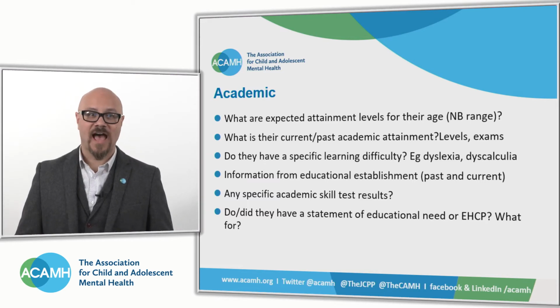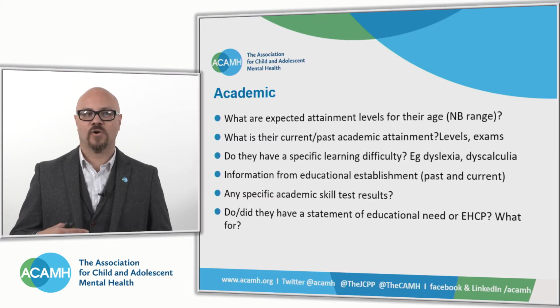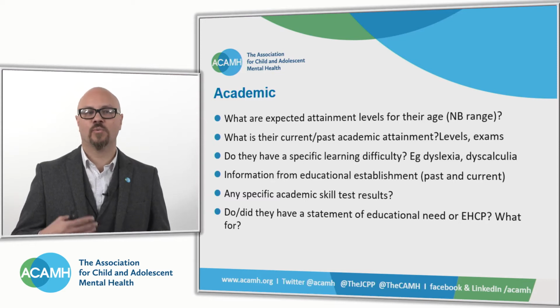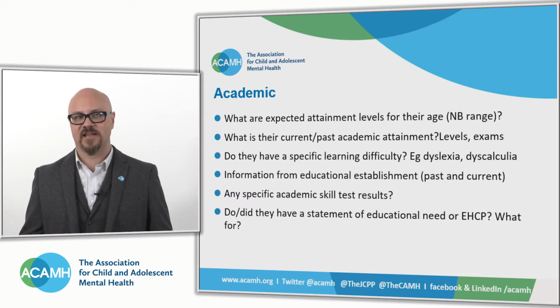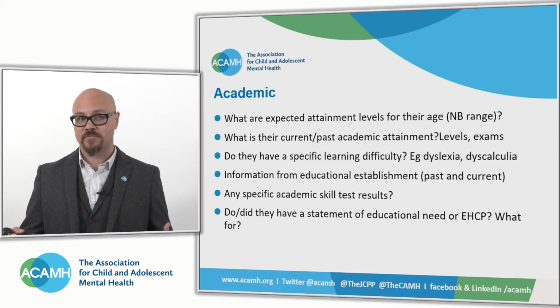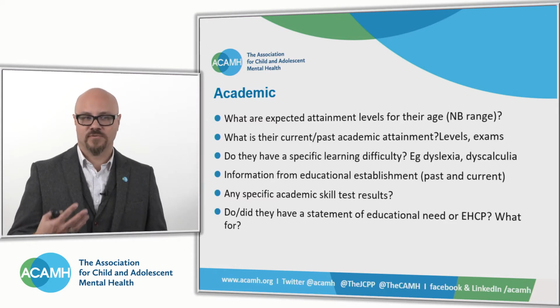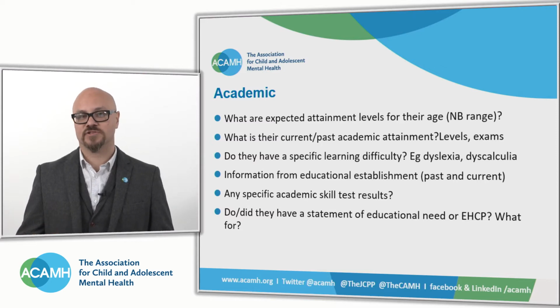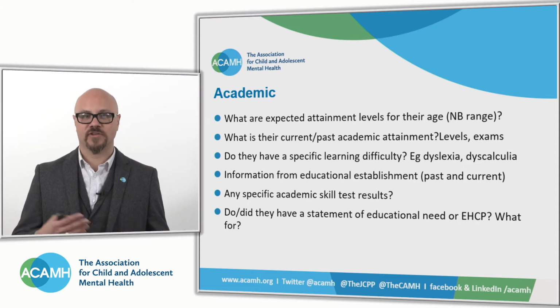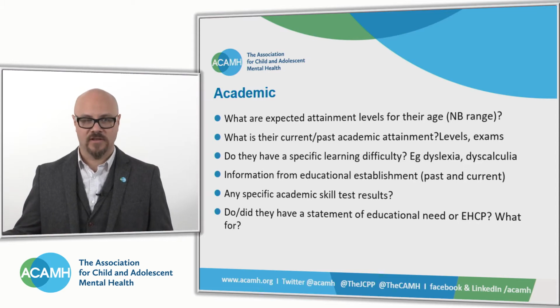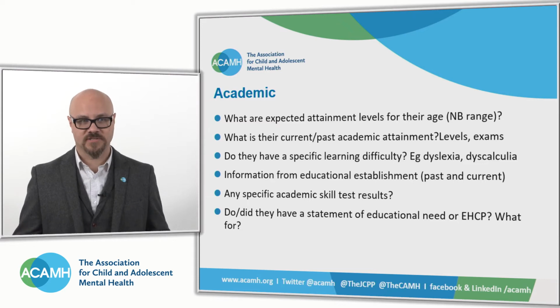So A stands for academic. This is all about academia and education. So what are that individual's, or were that individual's, expected attainment levels for their age? You need to bear in mind that there is a range on attainment levels from the most able child in a class to the least able child at a certain age. You would also need to think about what are their current or past academic attainment levels. So this is results from exams, their reports and levels from schooling, college, and other educational establishments.